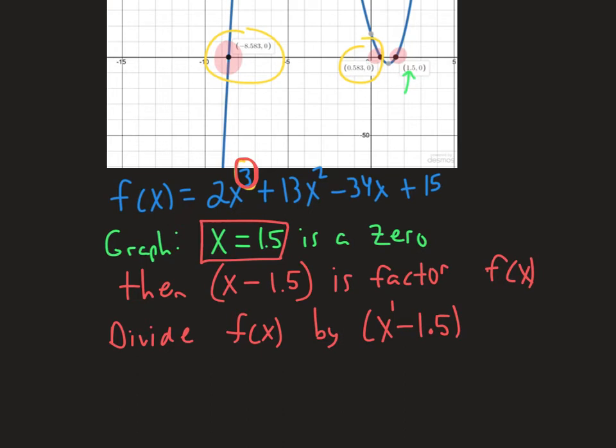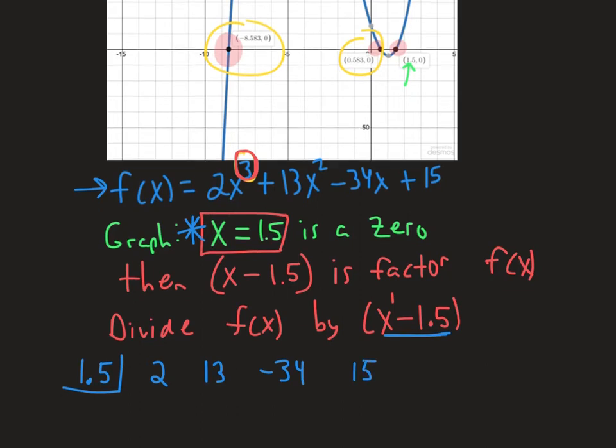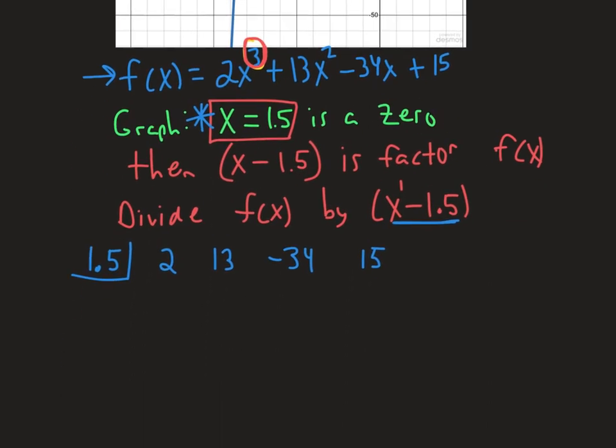So when you divide by x minus 1.5, you actually use 1.5 in the box. Just check we're actually using whatever the zero actually was, not the opposite of it. And then the coefficients of f of x up here were 2 for the x cubed, 13x squared, negative 34 for the x, and then positive 15. Let's run through our little synthetic process here and see what we get.